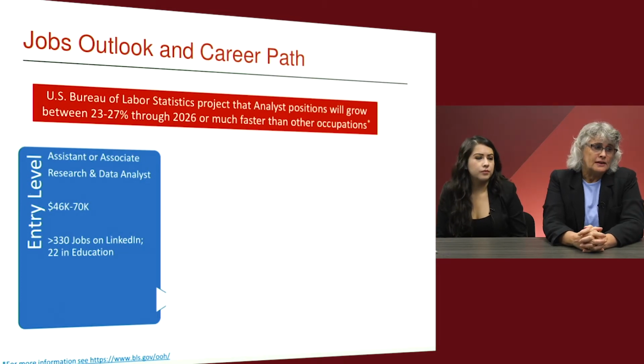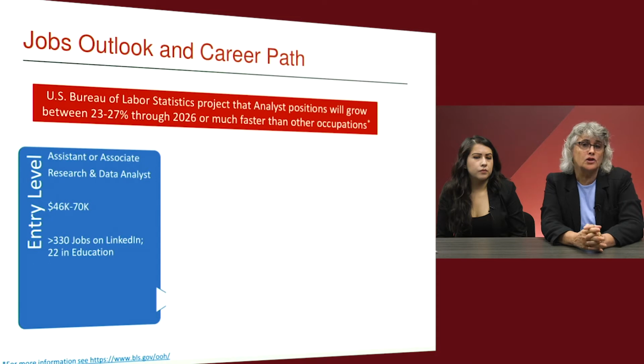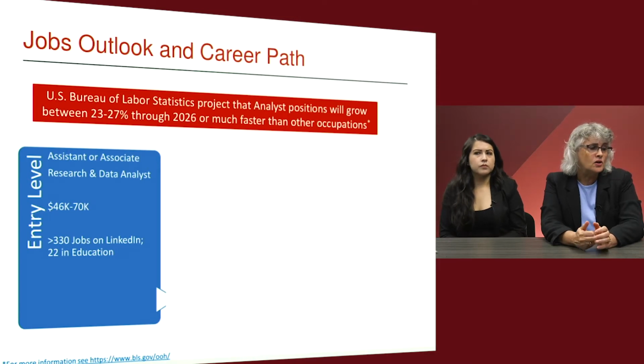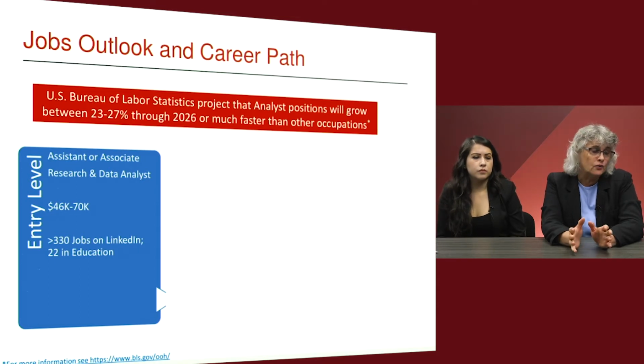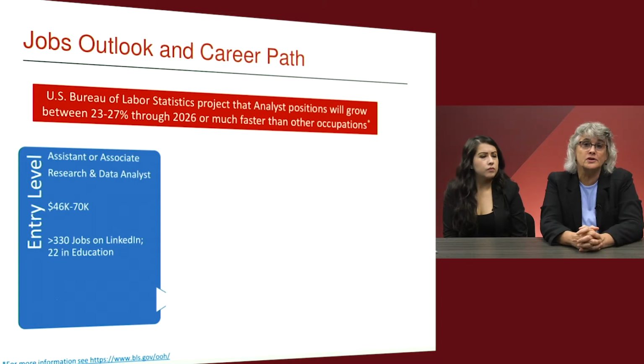So going on to the jobs outlook and the career path. The U.S. Bureau of Labor Statistics indicates that through the next decade, a little more, these analyst positions are going to grow between 23 and 27%. And that's much faster than other occupations that they're tracking. And the Bureau tracks over 800 occupations. So this is really remarkable. The entry level for these positions is an assistant or associate research or data analyst. Often that's how you would go and look for them. The starting point for the career is between $46,000 and $70,000. Right when I was preparing for this talk today, I found 330 positions on LinkedIn and a complementary set on Indeed, and 22 in education here in the LA Basin. And by that I mean somewhere from San Diego through Santa Barbara, kind of the large basin, because many of you are in various locations here. So that's where we believe you would start.